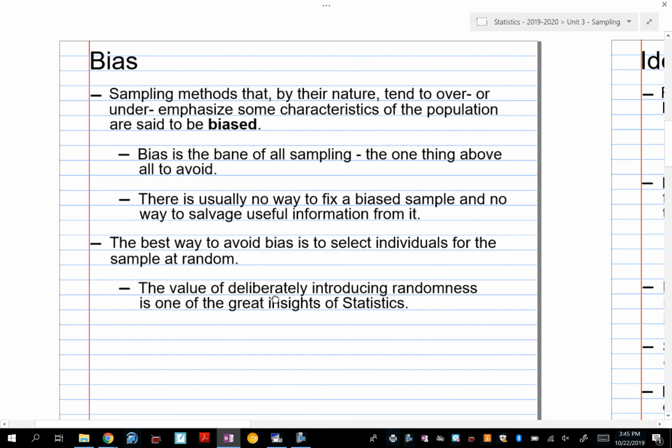So in the blubbers, we overemphasized the larger blubbers. Our eyes were drawn to the fact that they're bigger, so we picked bigger ones on average.